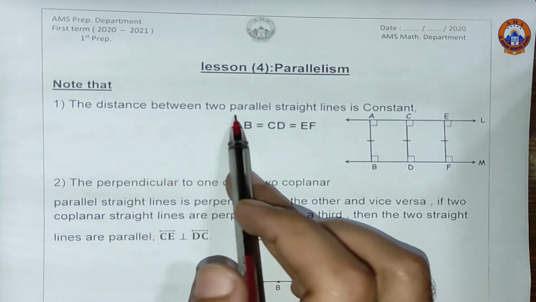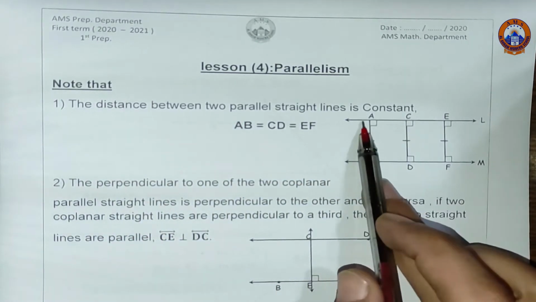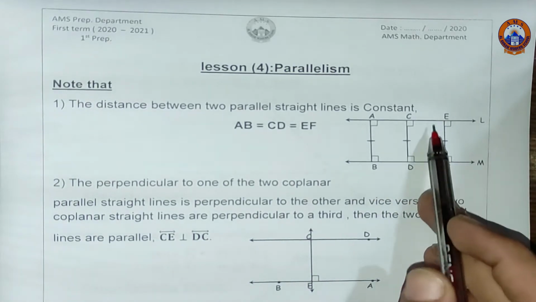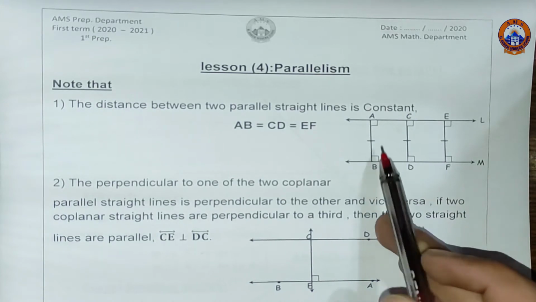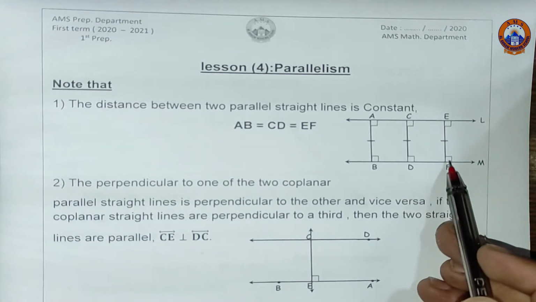The distance between two parallel straight lines is constant. So if AE is parallel to BF, the shortest distance between two parallel straight lines is a line perpendicular between them, like AB, which equals CD, which equals EF.